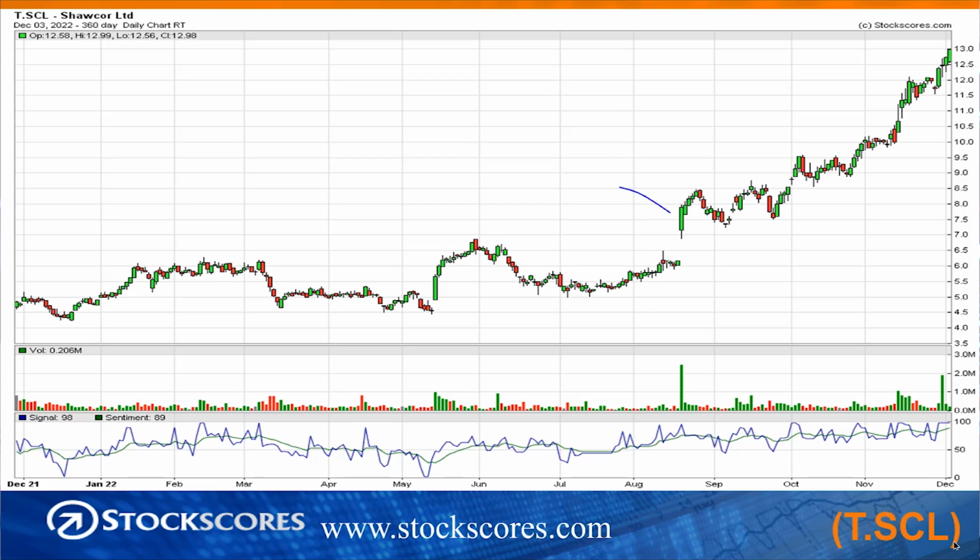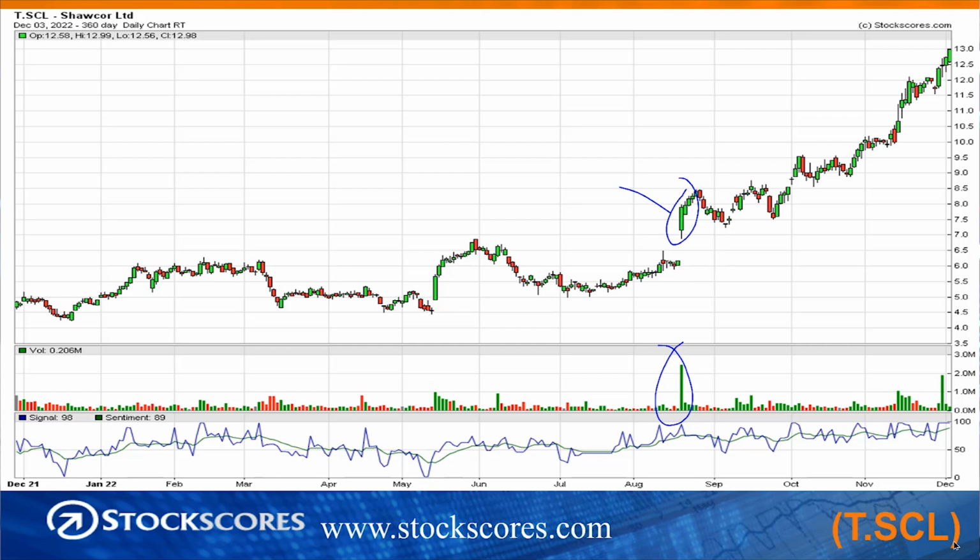So if we use this as the entry point on this stock, T.SCL, it had an abnormal volume day, abnormal price, and you'll know that that is important to my methodology. And you can see that your entry here and the last inflection point is where it stopped going down and started going up. So that would be right here. So that would be your stop loss price.